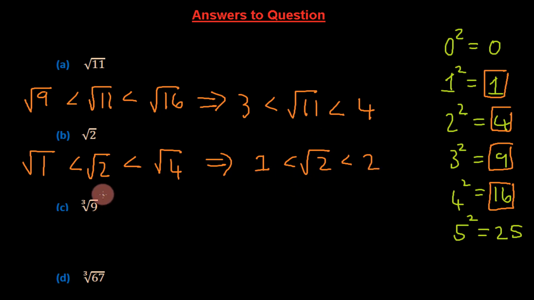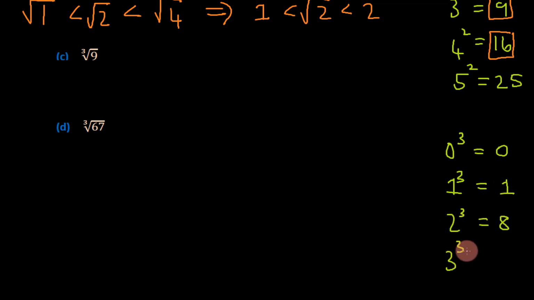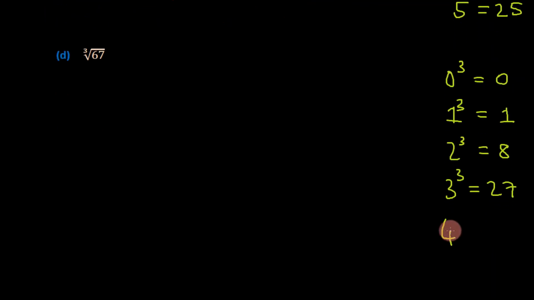In C, we have the cube root of 9. Now, when we have a cube root in this context, it helps to list the first few perfect cubes. So 0 cubed is 0, 1 cubed is 1, 2 cubed is 8, 3 cubed is 27, 4 cubed is 64 and 5 cubed is 125.